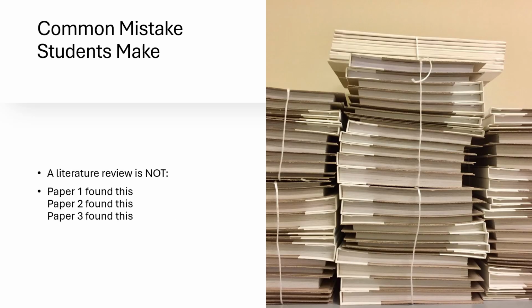Now, one of the most common mistakes students make is writing what we call a descriptive literature review. Now, this is where students simply summarize each paper one by one. Instead, you should group research by themes and compare studies with each other. Think about what the research collectively tells us rather than discussing each study individually.